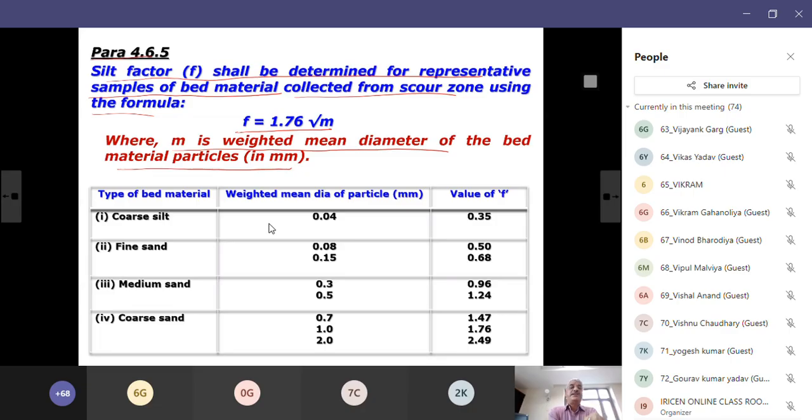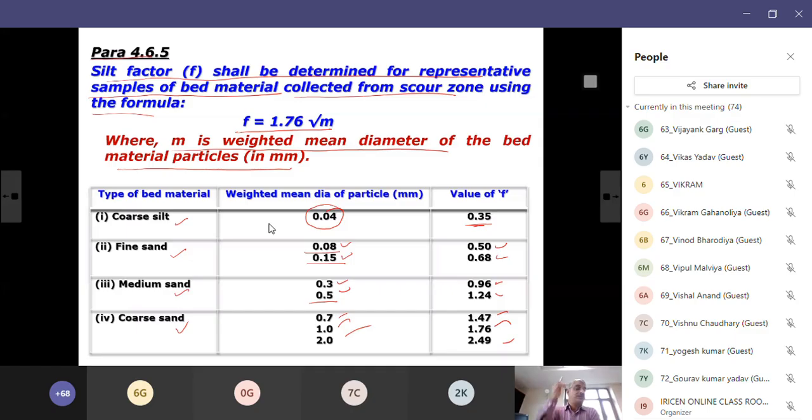And our code gives this table. Here it is coarse silt, fine sand, medium sand, coarse sand. So silt and sand, because silt, sand and alluvial also will fall in one of these categories. So for coarse silt, the normal weighted mean diameter of particle is this, and your value of F from this formula will come as this. Fine sand has been divided into two categories where the particle size is 0.08 mm or 0.15, and these are the corresponding F values. Similarly, medium sand has been divided into two categories. These are the M values, these are the F values, and coarse sand is divided into three categories accordingly.